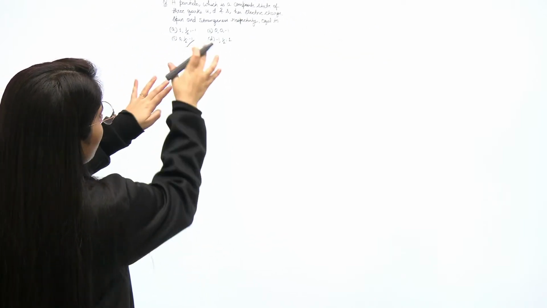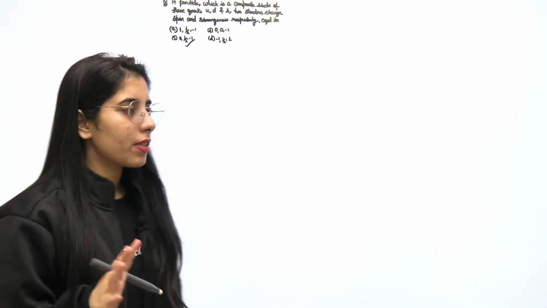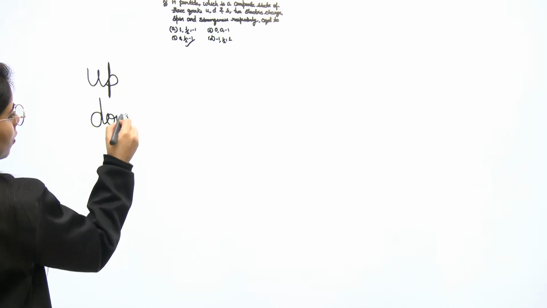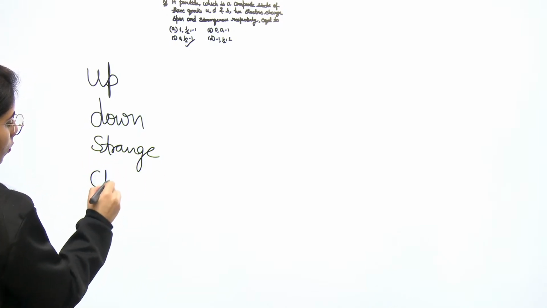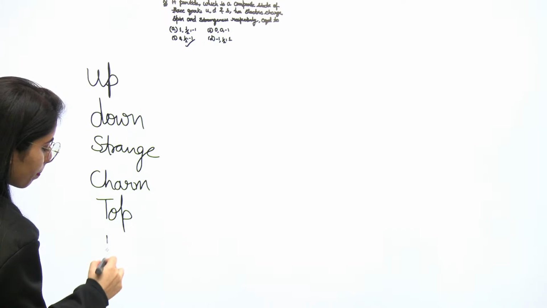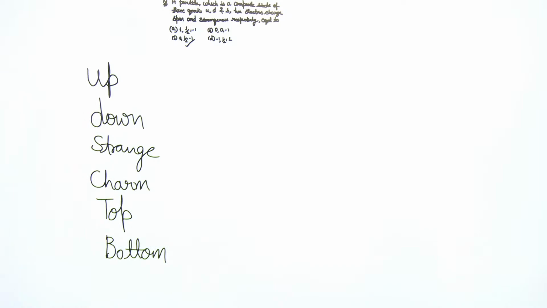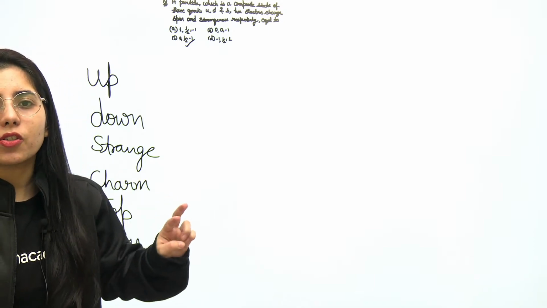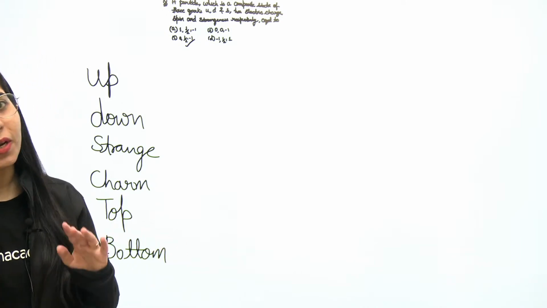So let's consider it in this way. See, how many quarks are there in total? 6, which we will consider. Up, down, strange, charming, top, bottom. Clear? These are the different quarks we are going to have. Now, their properties. Always remember these quarks are going to have only 2 possible charges: plus 2 by 3 or minus 1 by 3. Only 2 possibilities are there.